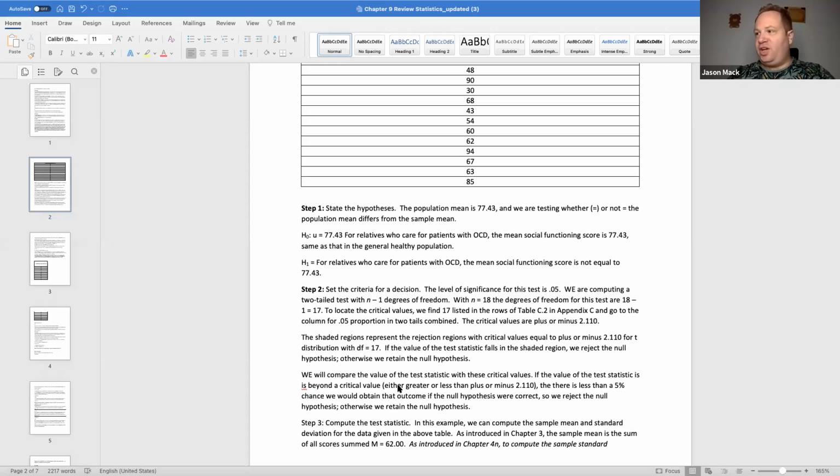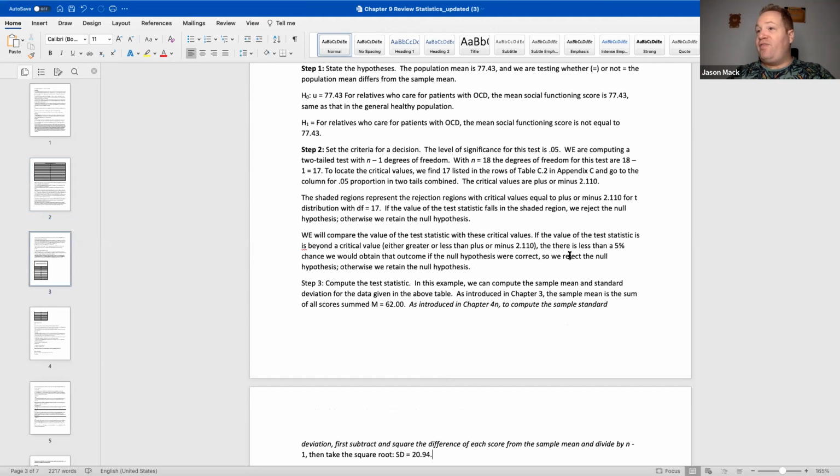And when I refer to the shaded regions, what I'm talking about are the ones in the rejection region, okay? So we'll compare the value of the t-statistic to these critical values. If the value of the statistic is beyond a critical value, either greater than or less than plus or minus 2.110, there is less than a 5% chance we will obtain that outcome if the null hypothesis were correct. So we will reject it. Otherwise, we retain it. Again, that bell curve before the cutoff region, retain. At the cutoff region and beyond, reject.